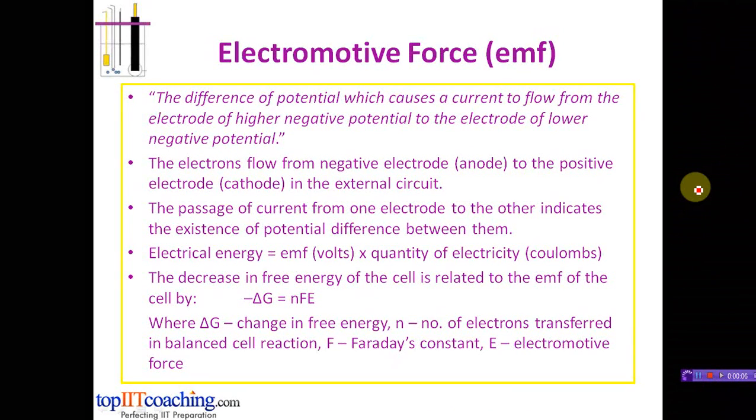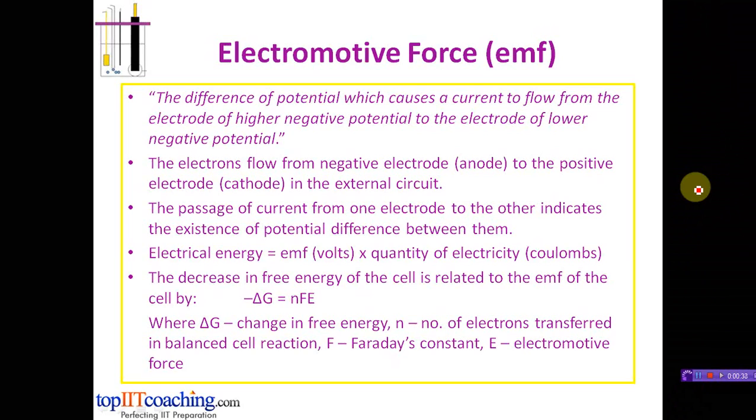In an electrochemical cell, the electrons flow from the negative electrode, that is the anode, to the positive electrode, that is the cathode, in the external circuit. This flow of current from one electrode to the other indicates that there is a difference between their potentials. So the difference of potential which causes the flow of current from the electrode of higher negative potential to the electrode of lower negative potential is known as the electromotive force, which is also denoted in short as EMF.